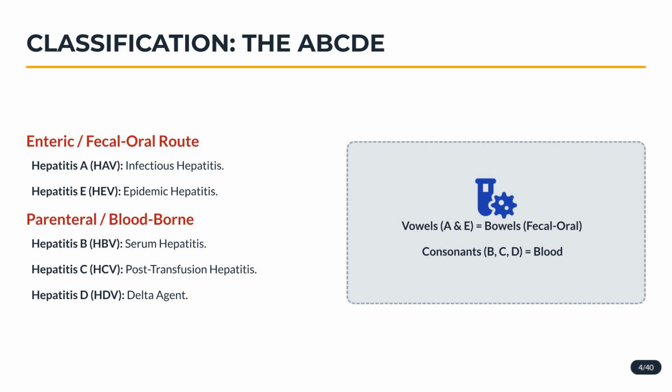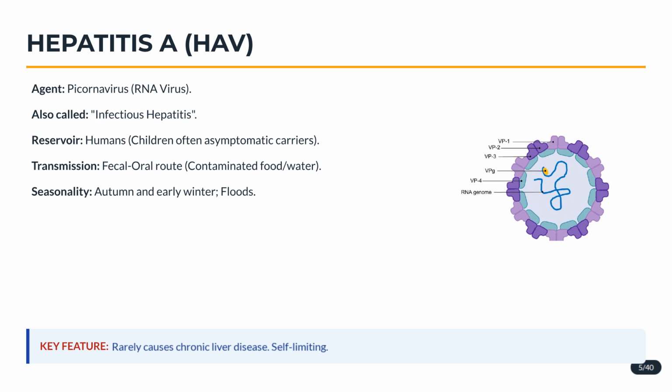Hepatitis A, also called infectious hepatitis, is an RNA virus transmitted through the fecal-oral route, usually via contaminated food or water. Humans are the reservoir, and cases often peak in autumn and early winter or during floods. The incubation period for hepatitis A is 15 to 45 days.